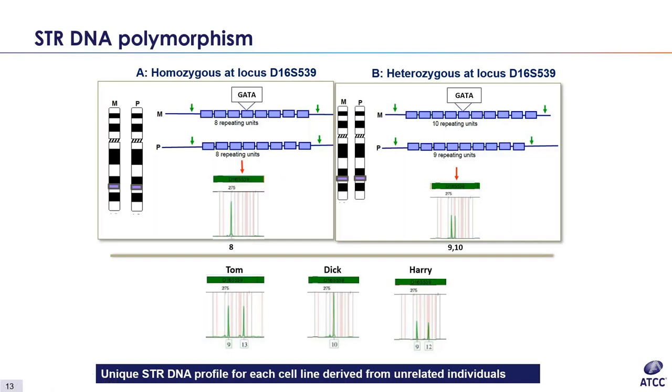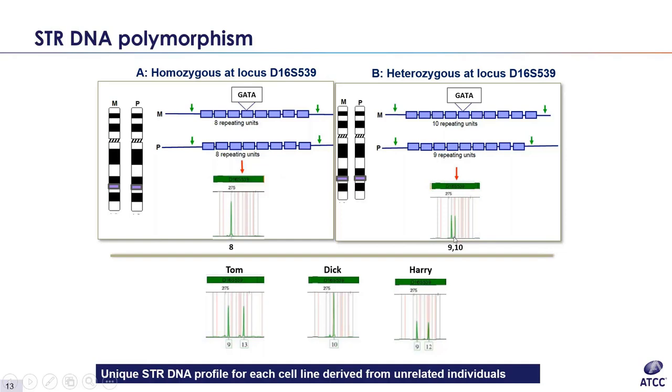Now on the right-hand panel, we have a human individual who is heterozygous at D16. So we count 10 repeat units or alleles from the maternal, 1 through 10 here, and 9 from the paternal chromosome. We see that two peaks run with the allelic ladder, indicating the alleles at this locus are 9 and 10.